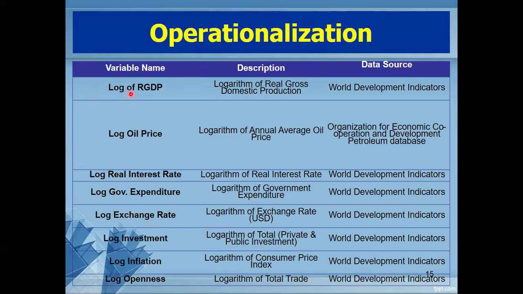For example, here we have the log of real GDP, right? This is the variable name, the logarithm of real gross domestic product, and the data source is the World Development Indicators. Similarly, you can list all the variable names along with their descriptions, and also highlight the possible data sources. This study is based on secondary data, so this operationalization is a bit different from the operationalization that you can use for primary data.